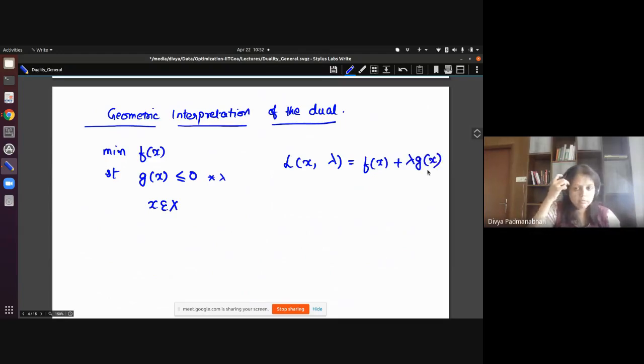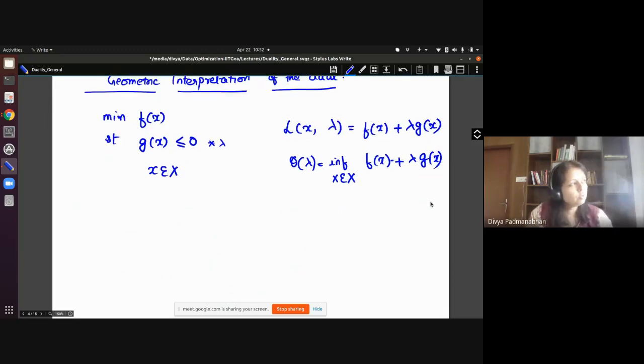Okay, and the dual problem here is, so theta of lambda is the inf over x in capital X of f of x plus lambda g of x. So I'm just going to try to look at it from the viewpoint of a different space. I'm going to take every point x in capital X, and I have these two numbers f of x and g of x corresponding to that.